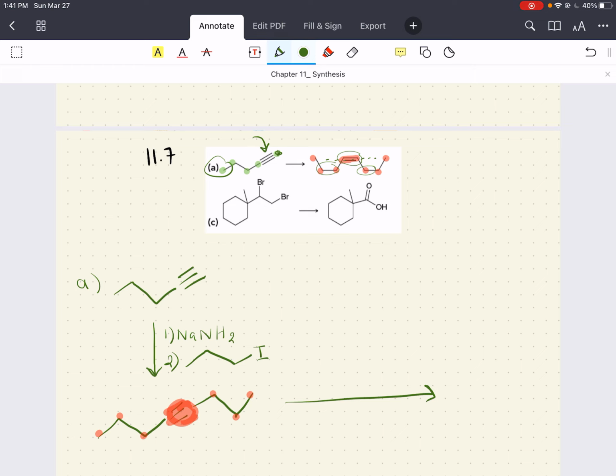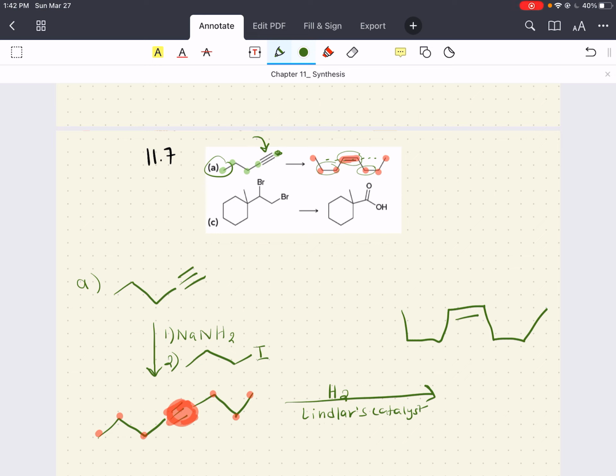To convert a triple bond to a double bond in the cis conformation, what we need is molecular hydrogen. But we can't use our normal platinum catalyst. It's not going to give us cis conformation. We have to use a unique catalyst called Lindlar's catalyst. We've covered this. This is going to take this triple bond and convert it to a double bond specifically in cis conformation. And that's how we get our end product.